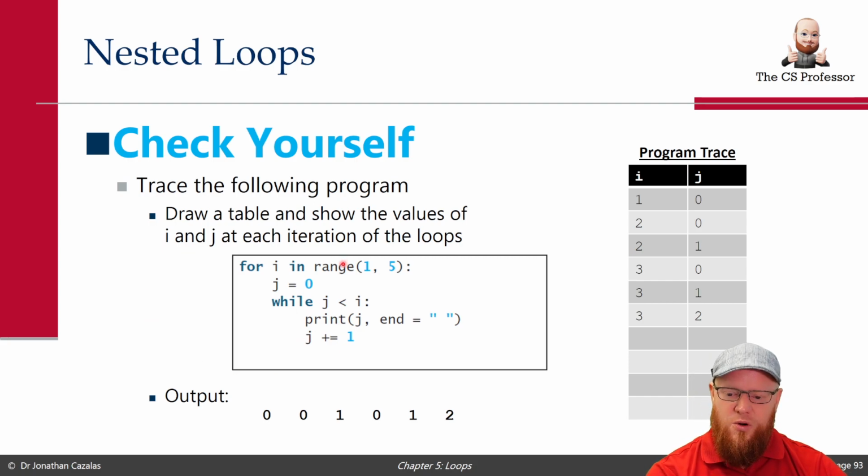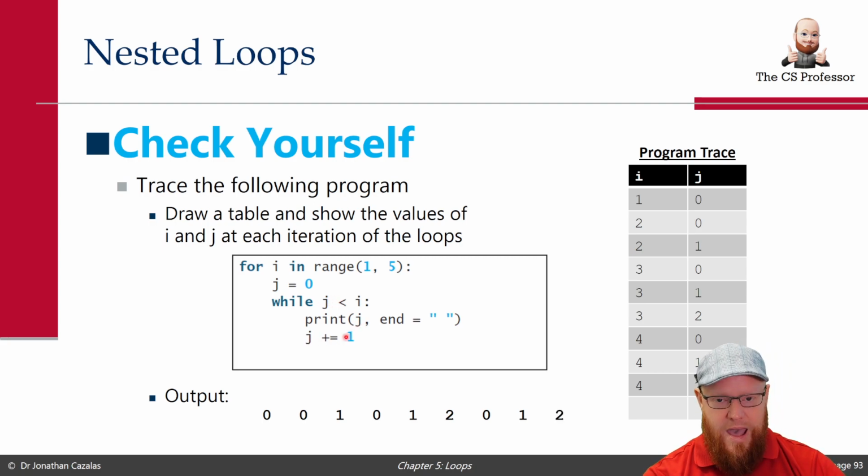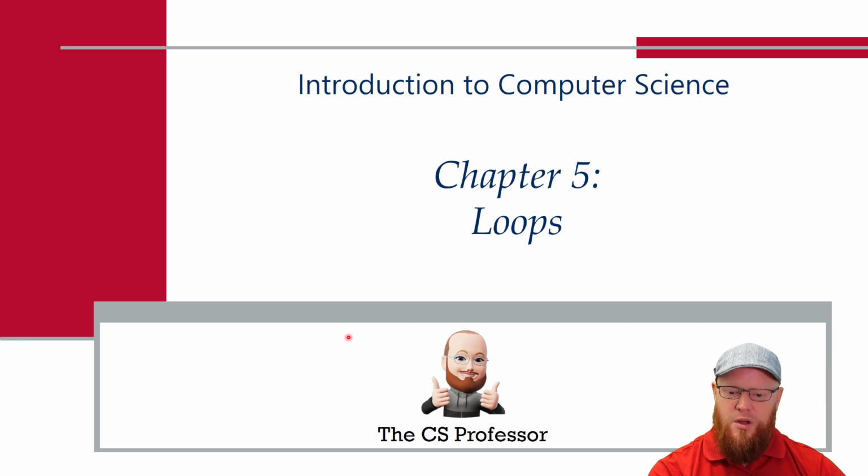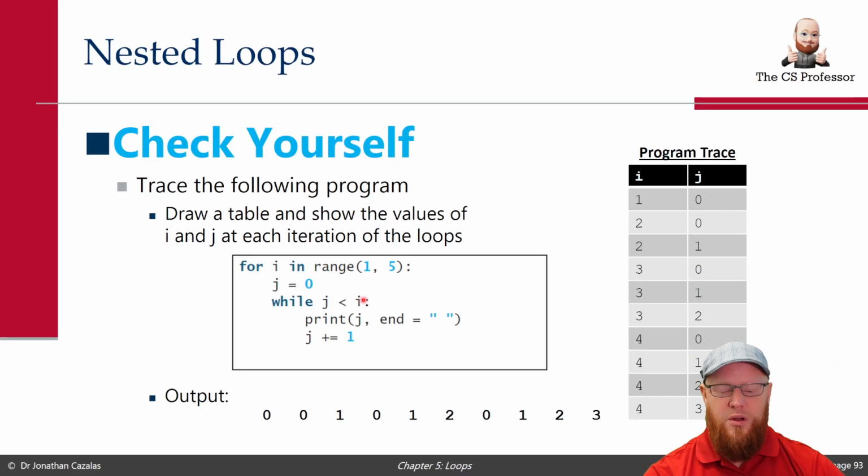We come back to the for loop. i is now 4. j is once again 0. Is 0 less than 4? That's true. We print j, which is 0. We increment j, j becomes 1. Is 1 less than 4? It is, so we print 1. We increment j to 2. Is 2 less than 4? It is, so we print 2. We add 1 to j, j becomes 3. Is 3 less than 4? It is. We print 3. Then we add 1 to j, and j becomes 4. 4 is no longer less than 4. We exit the loop.